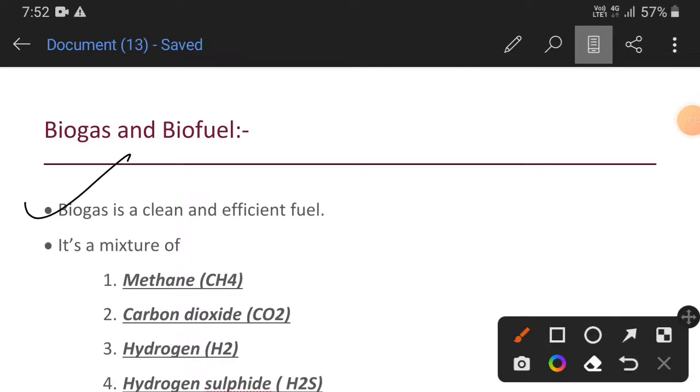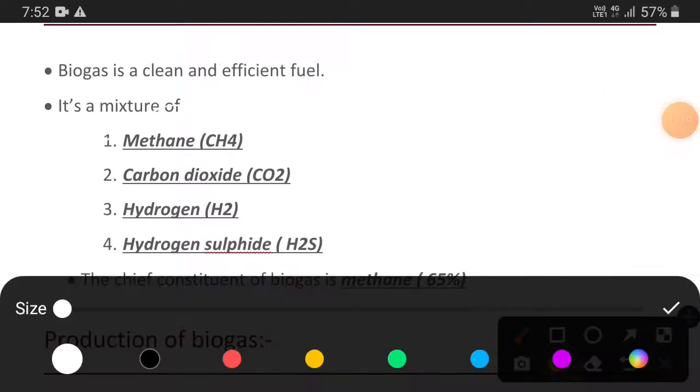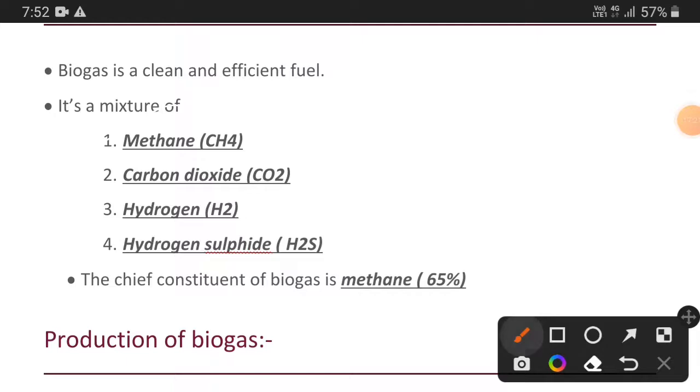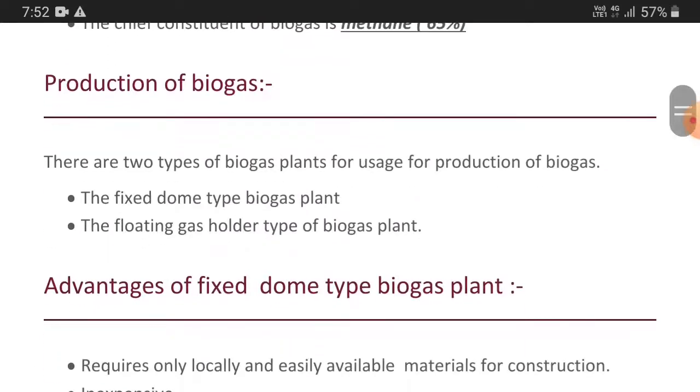Although I have discussed everything about biofuel already. So biogas is a clean and efficient fuel. It is a mixture of methane, carbon dioxide, hydrogen, and hydrogen sulfide. The chief constituent of biogas is methane, 65%.